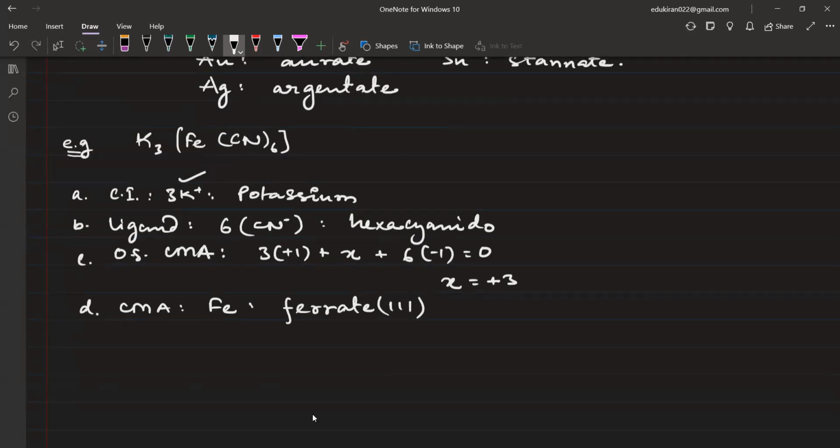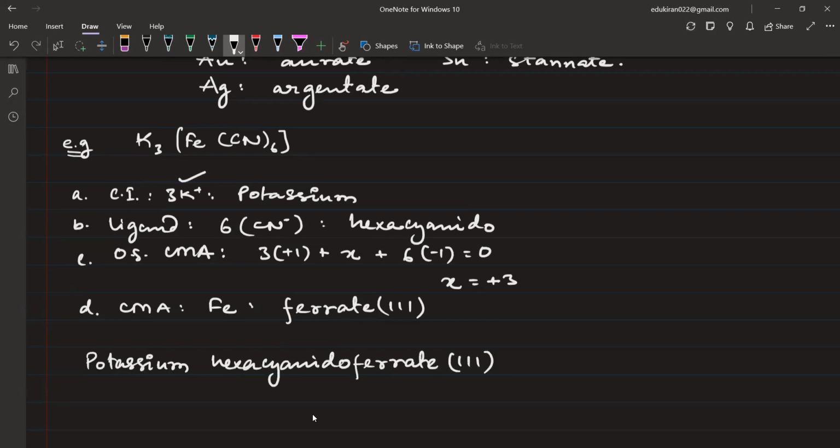We will first of all write the cation. Cation is the counter ion, which is potassium. Then you will give a space. Then we write the coordination entity, which is the anion. In the coordination entity, we will start with the ligand, that is hexacyanido. After that, we write the metal atom. Central metal atom is ferrate, and then in Roman numerals the oxidation state, 3. Write it.